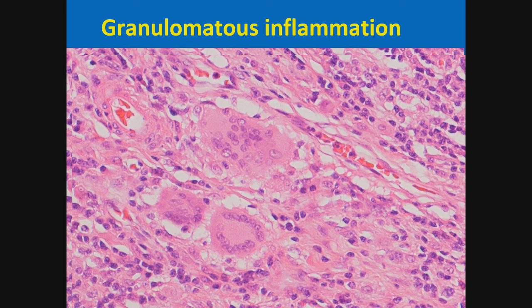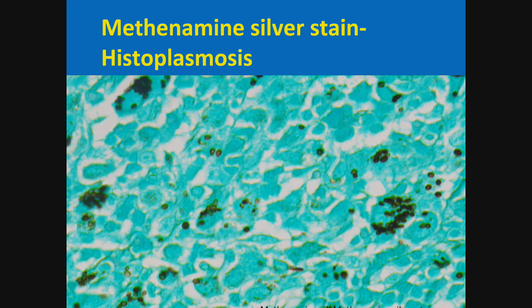This is an example of another granulomatous inflammation where we did a fungal stain, methenamine silver, and it is positive. A lot of yeast forms are seen. So that is histoplasma.